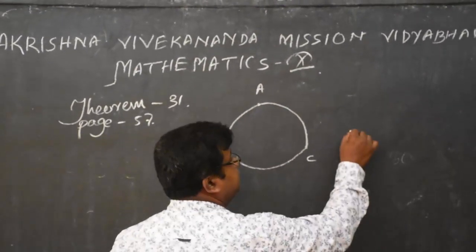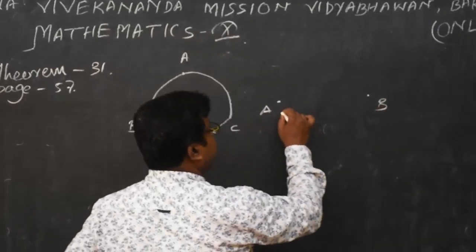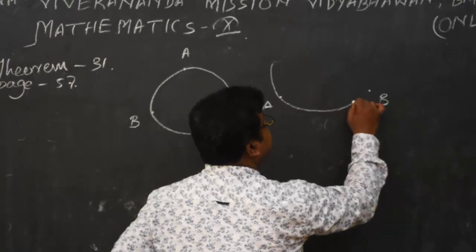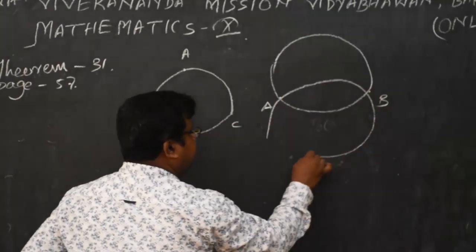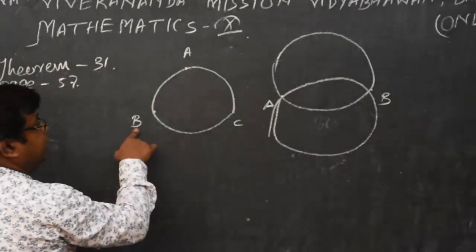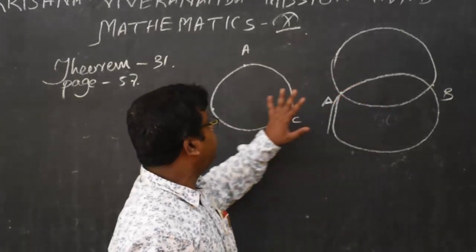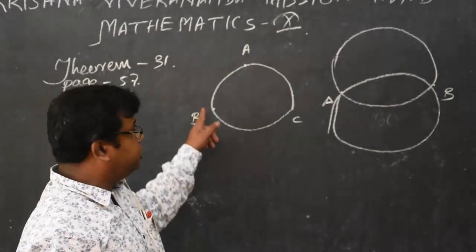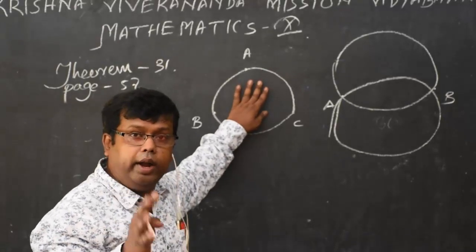Such as, suppose these 2 points, point A and point B, through these 2 points many circles can be drawn, but through these 3 non-collinear points, one and only one circle can be drawn. You cannot draw more than one circle through 3 non-collinear points. This is the summary of theorem number 31.